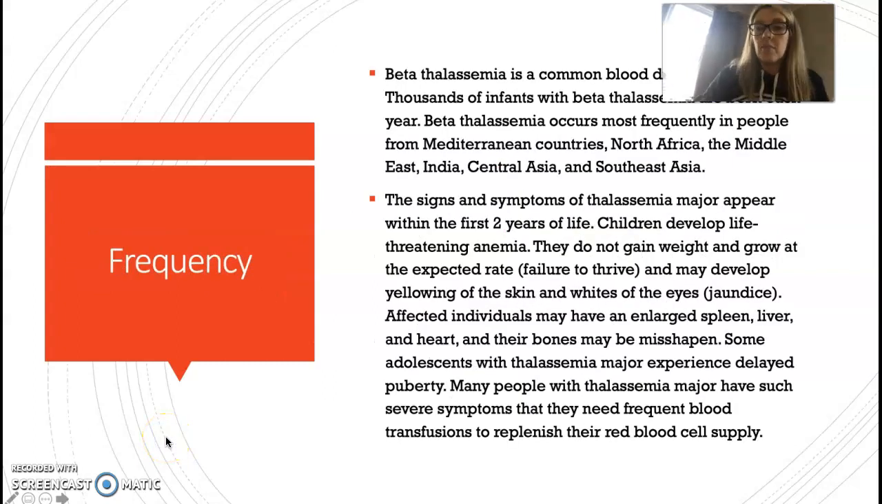So let's recap here. Beta thalassemia is one of the most common blood disorders worldwide. We see that thousands of infants are affected in Mediterranean countries, North Africa, the Middle East, India, Central Asia, and Southeast Asia. For whatever reason, these are the countries that see it the most.